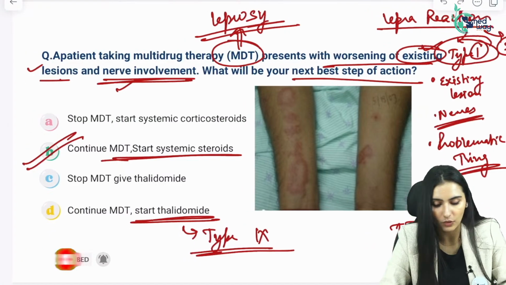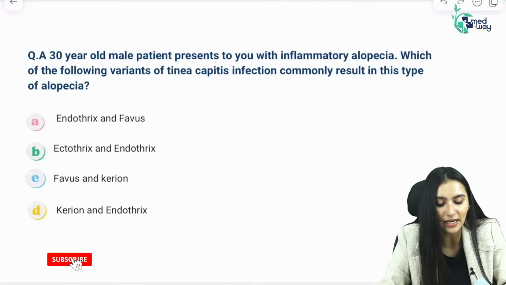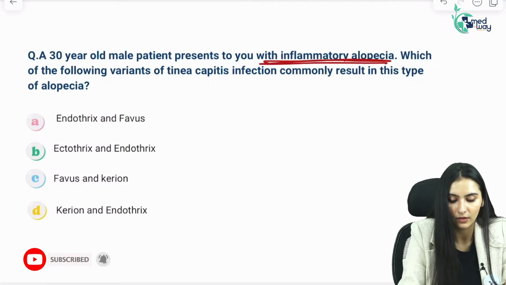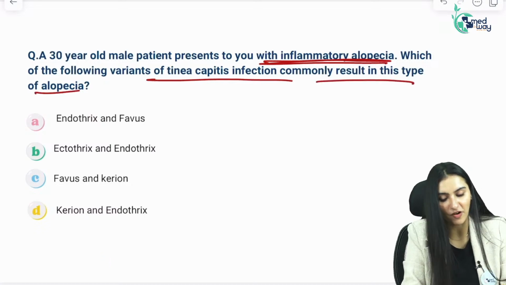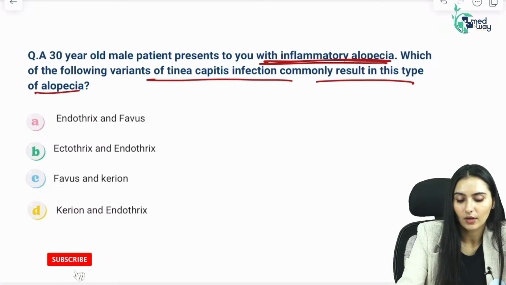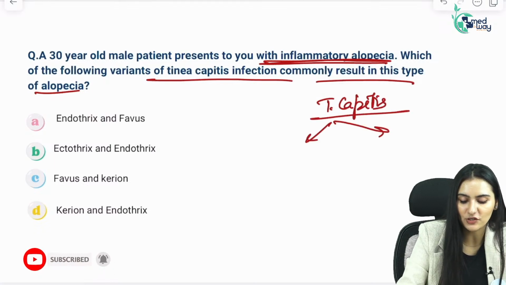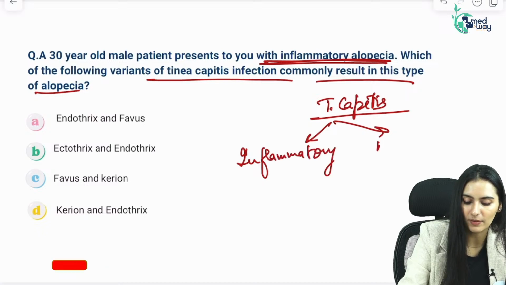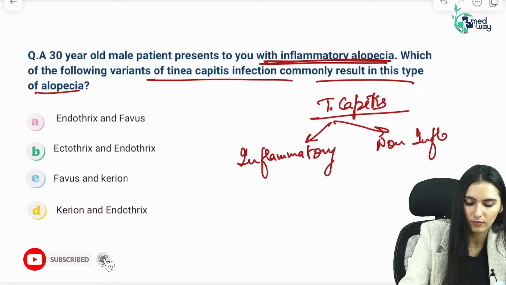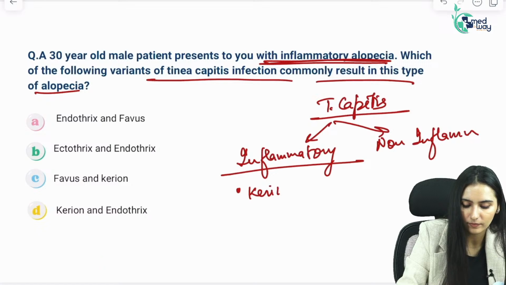Okay, chalo, next. A 30-year-old male patient presents to you with inflammatory alopecia. Okay. Which of the following variants of tinea capitis infection results in this type of alopecia? Alright. So, tinea capitis. It causes two types of alopecia. It is an inflammatory and non-inflammatory. Inflammatory are what? There is kerion and there is favus.